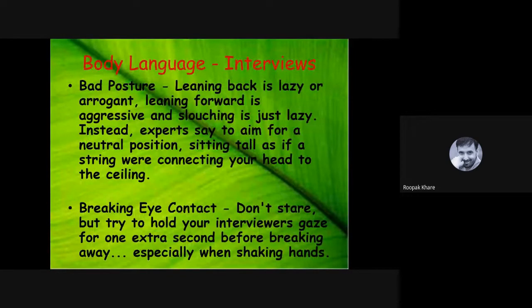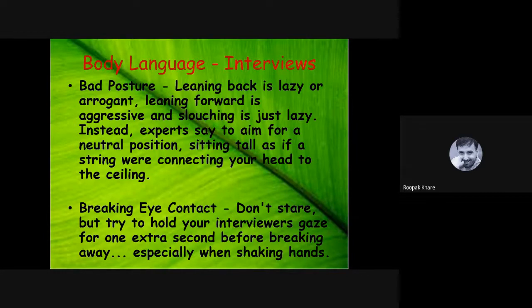Now, we've gone through the various types of communication. Now, I would tell you something about body language, and the body language that you should follow in interviews. You should have good posture. I've told you what good posture is. You should not lean forward. You should not lean backwards. If you lean backwards, you look arrogant. If you lean forward too much, you at times look aggressive or slouching or lazy, right? So be straight, have a neutral position, and sit tall.